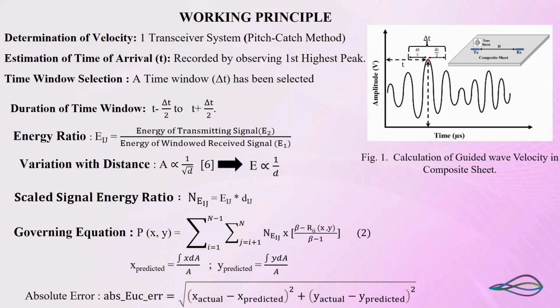After that, we predict the damage location and calculate its centroid by the method of moments, which is a standard technique. To check how close the predicted damage is to the actual damage, we calculate the absolute error between the center of the actual damage and the centroid of the predicted damage.